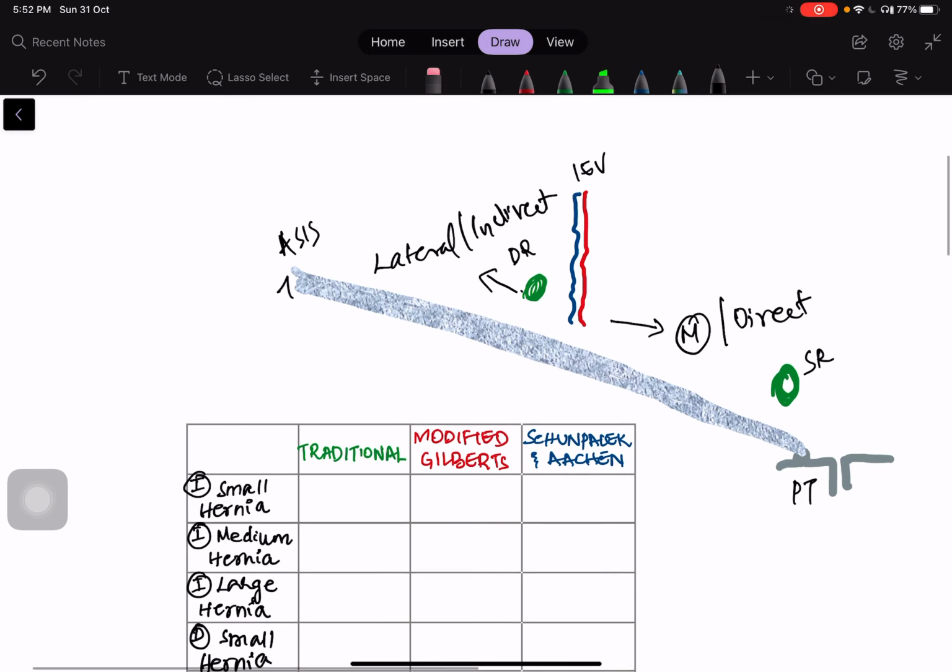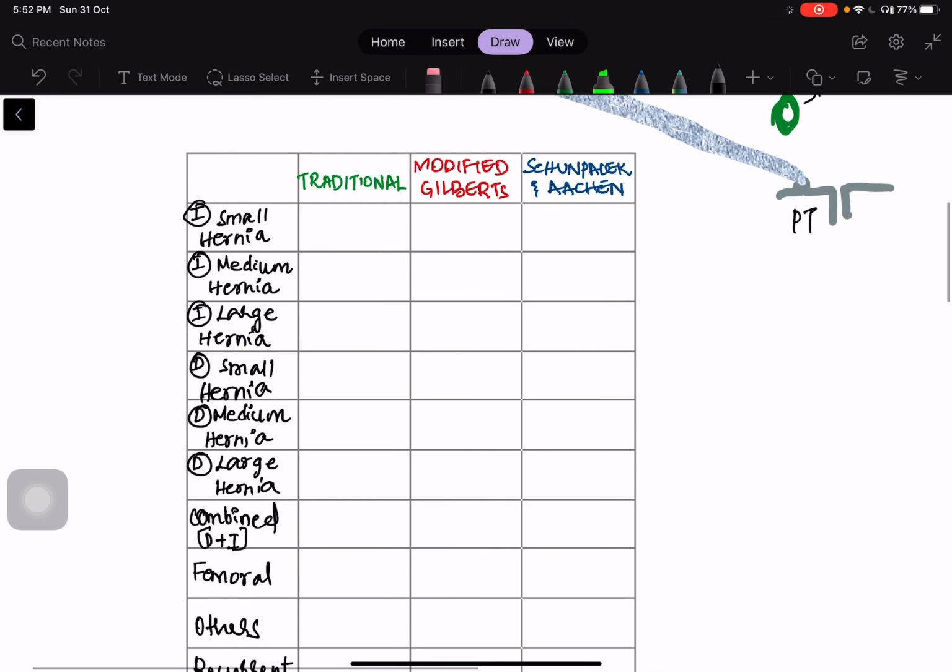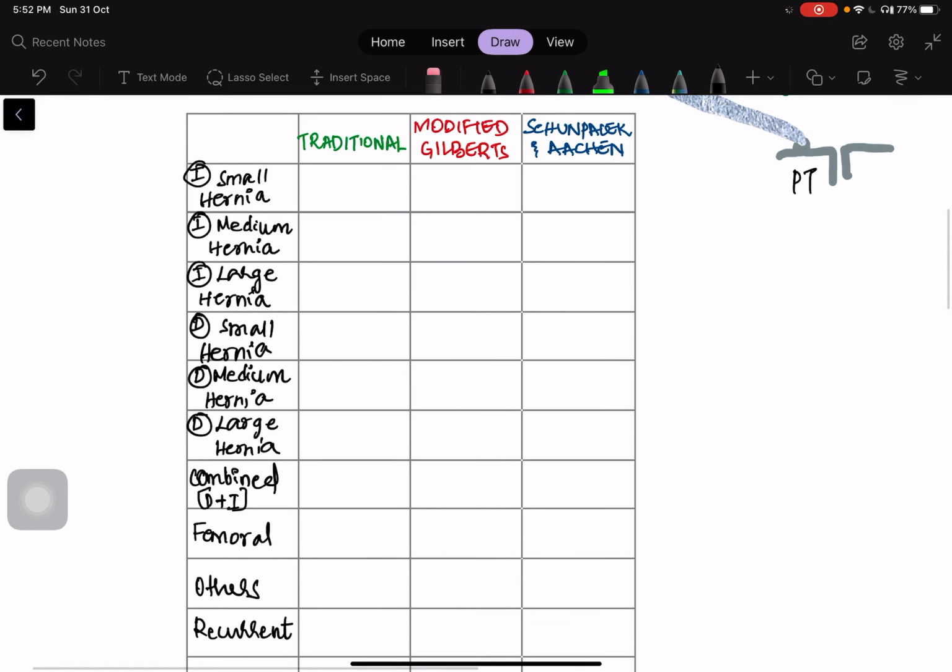In this tabular column, I'm trying to depict all three different types of classifications of hernia: the traditional classification, the modified Gilbert classification, and the Schein-Pollack or Aachen classification, in one single table. Remember the dictum: come from lateral to medial.